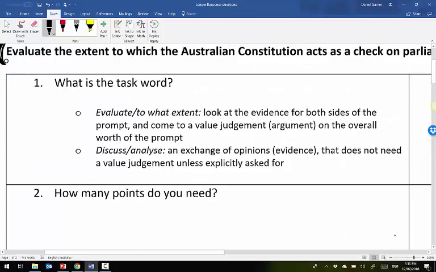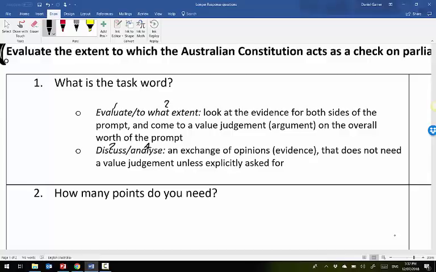Absolutely, number one, the most important thing to do is work out what the task word is straight away. That should be the first thing you look at. Don't worry about the content. Generally, these four are the most common ones you'll see: particularly evaluate, discuss, and analyse, used in the study design as key skills. And each of these task words tells us exactly what the question wants from us.